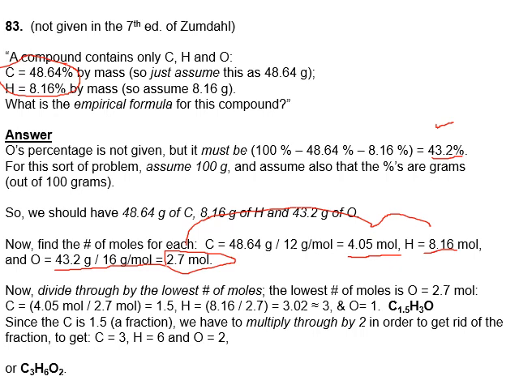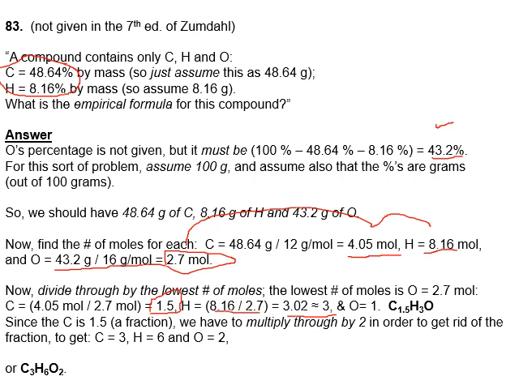You just have to remember that. So when we divide 2.7 by itself, we get 1. So O is going to be 1. C is going to be 4.05 divided by 2.7, which is 1.5, almost exactly 1.5. And H, 8.16 divided by 2.7 is about 3, almost exactly 3. So just write H3, O1, and C1.5, which I've written over here.